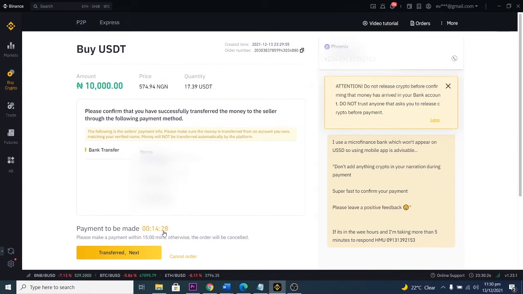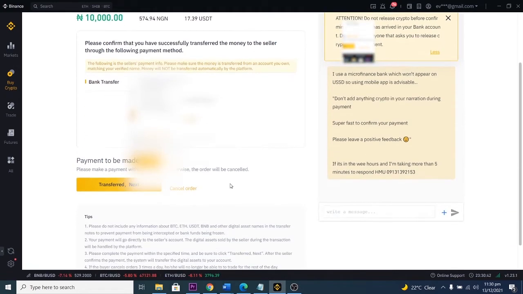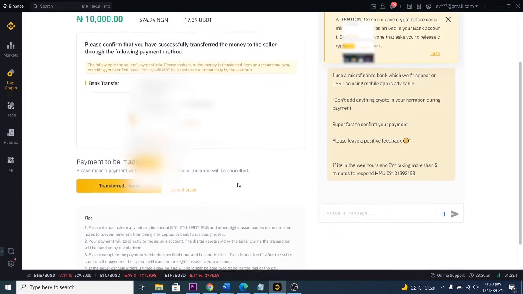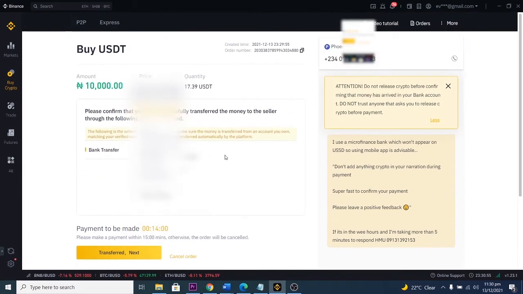So you have to make the payment in 15 minutes. My time is counting. Whenever you make the payment, you click transferred. Don't click on transferred until you actually make your payment. If you click on it and the payment didn't go through, if Binance realizes that you are clicking transferred consistently and the payment is not going through, they might suspect you are into fraud, so they might ban your account. So make sure you make your transfer before you click transferred.